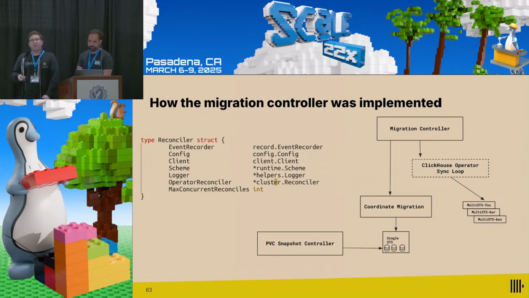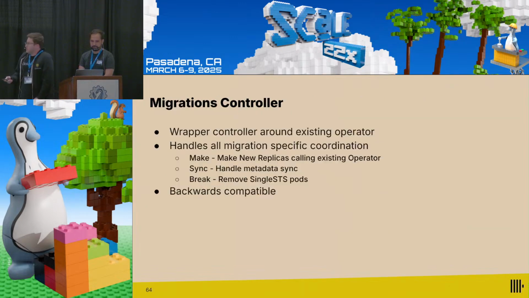But then at the same time, all that complexity I mentioned in terms of the backwards compatibility, orchestrating this migration, deleting these single stateful set pods, being able to be reversible, that complexity could live in this migration controller, and it could coordinate this and call the functions from the main operator as needed. So that's why I call it a wrapper controller, if that makes sense.